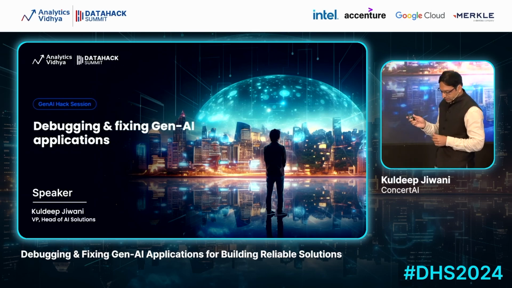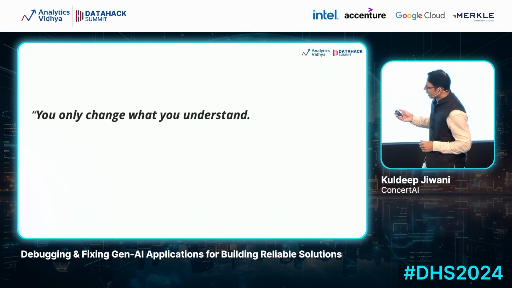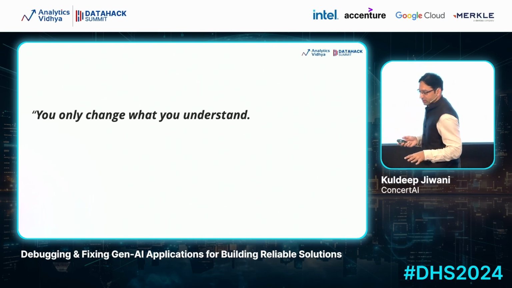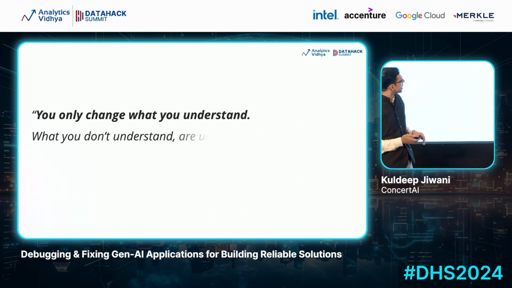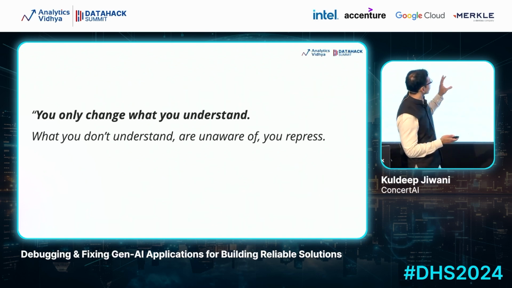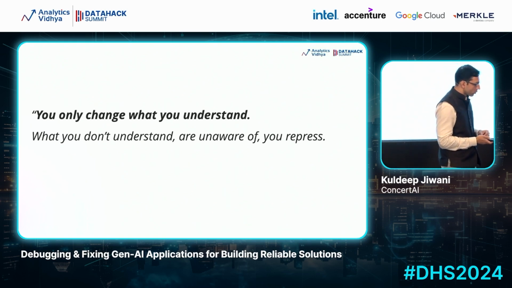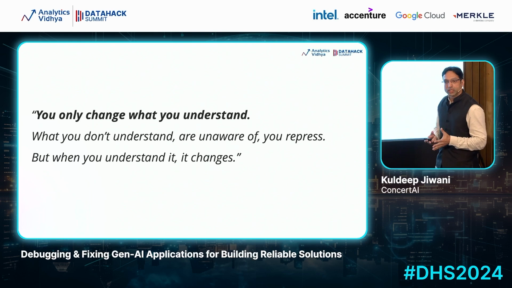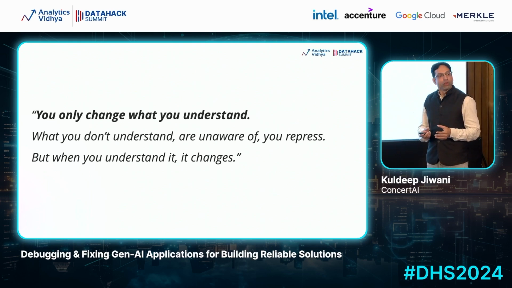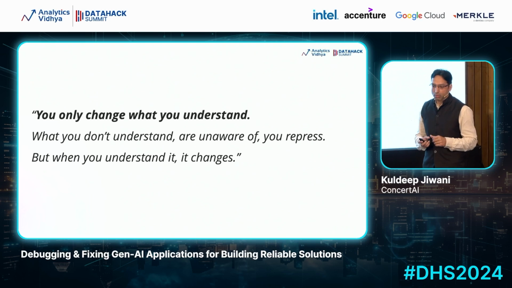First, from a perspective standpoint, I'll start with a few lines. This is a very famous saying: you only change what you can understand. If you debug, you know what's happening. If you're unaware of what's happening, you won't know what's out there. When you understand what's happening, you can change it. The same ideology applies: when we know what's happening inside a Gen AI application, we can modify it and improve it.